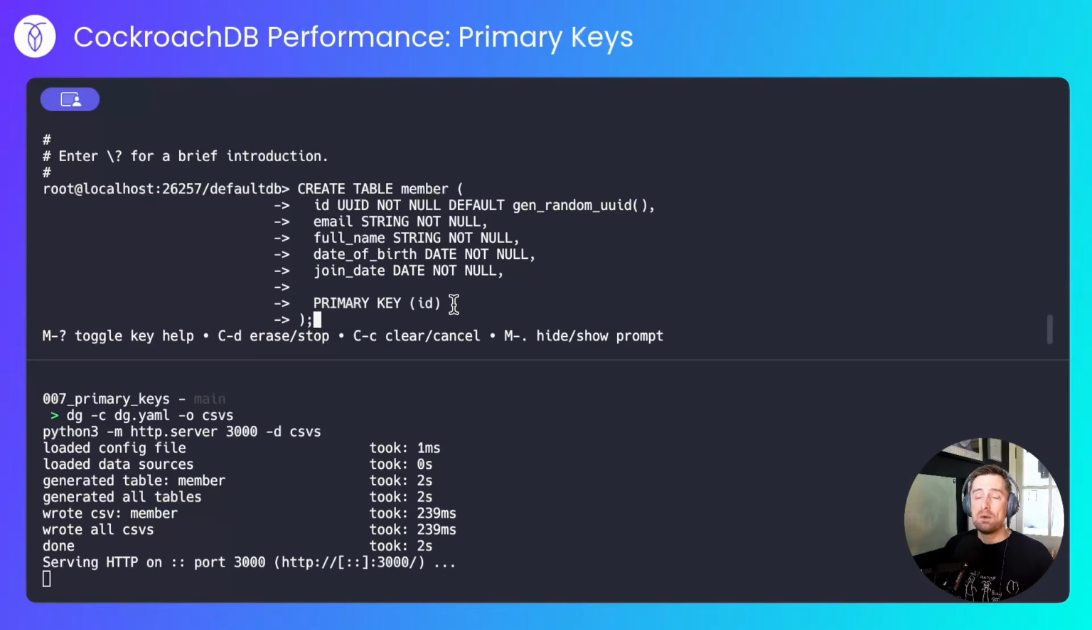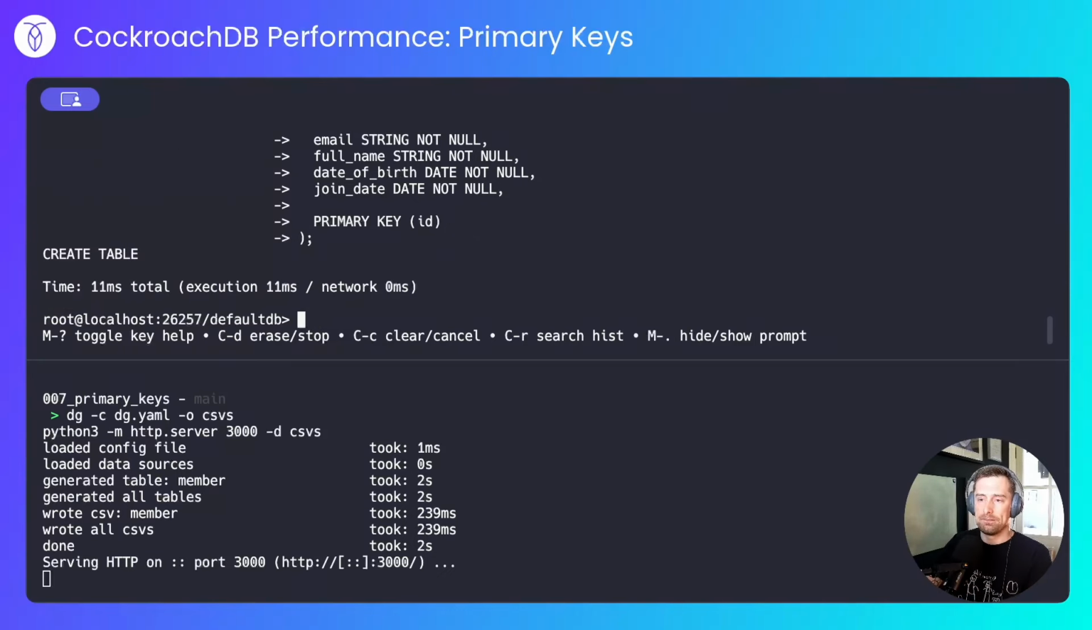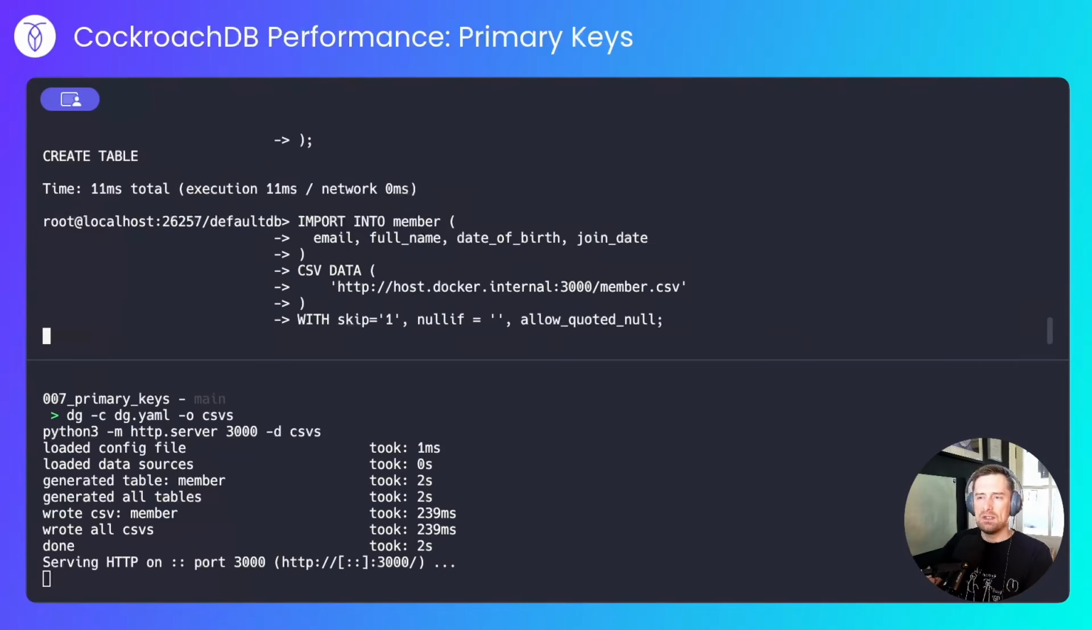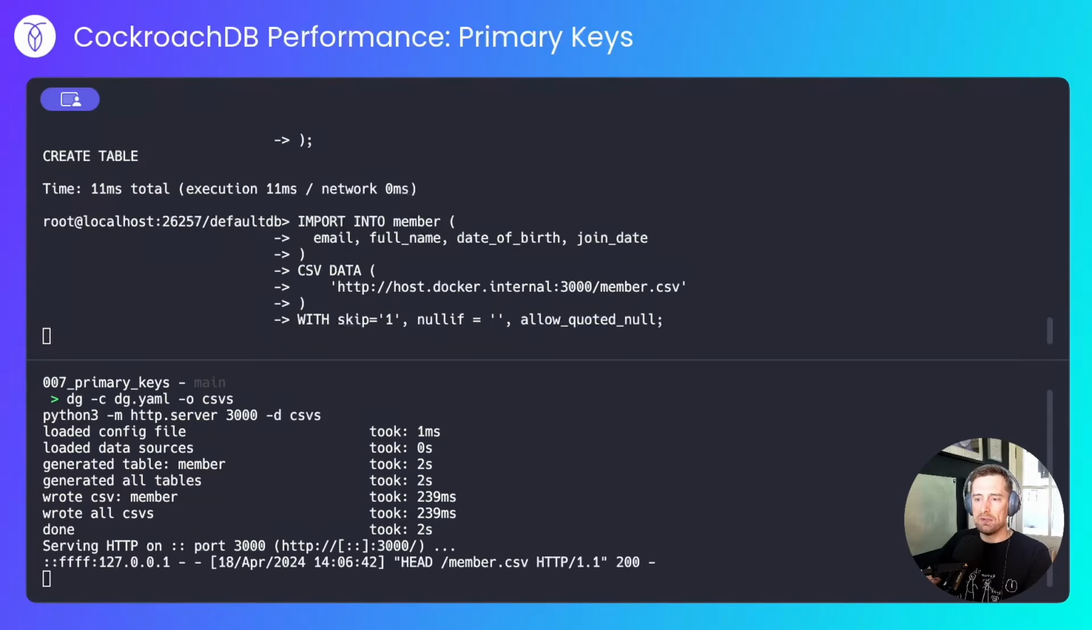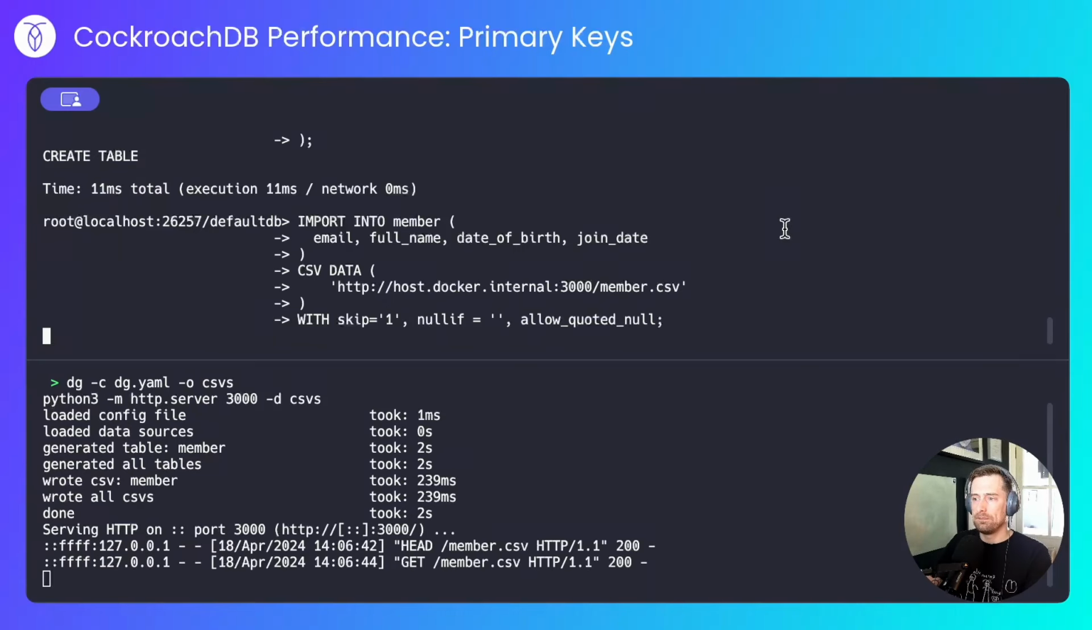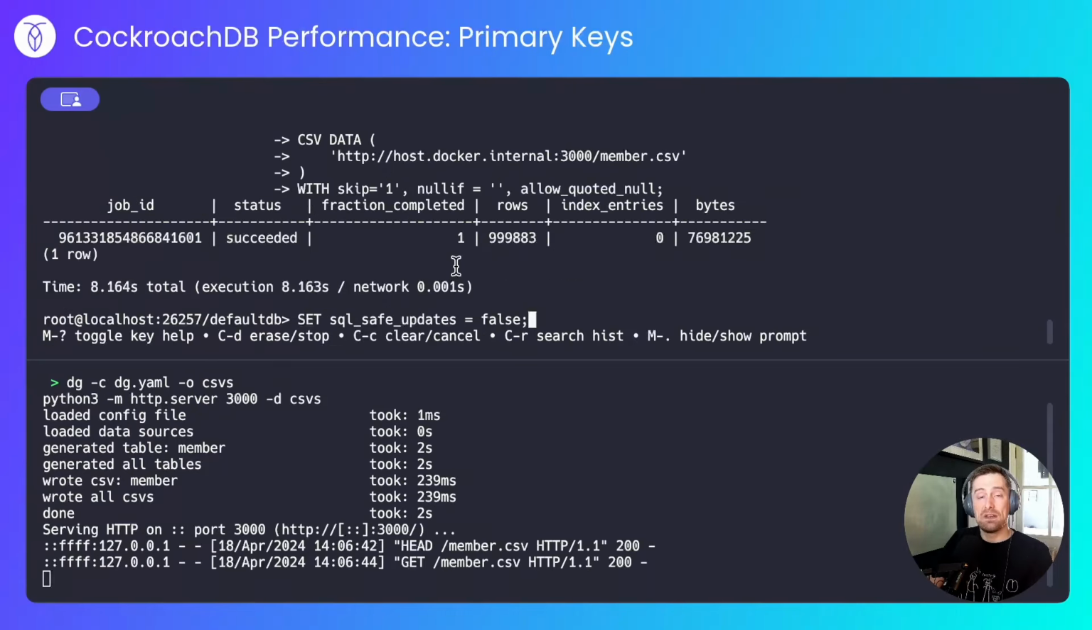The primary key of this table is the ID, and because it's not using any properties associated with a member, it's known as a surrogate key. I'll import those 1 million rows into the table. It's unique on email, so I'm not expecting the full 1 million. And then I'll turn off SQL safe updates because of the kind of changes that I'll be making shortly.